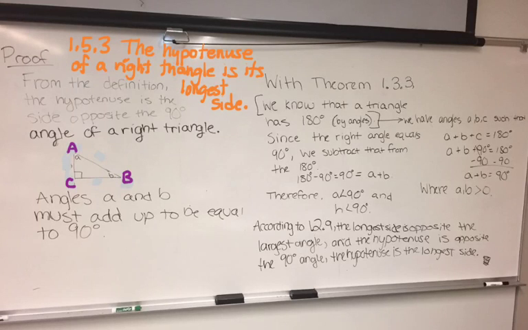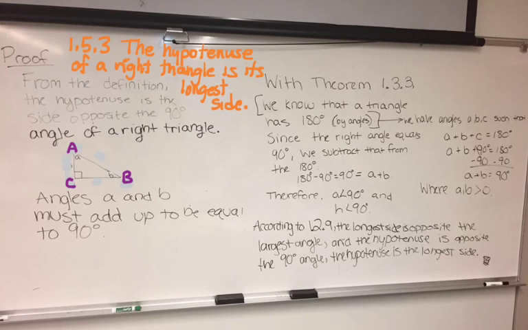In theorem 1.5.3, we show that the hypotenuse of a right triangle is its longest side. And we have to do so because we haven't yet established the Pythagorean theorem without using the Pythagorean theorem, which would make this a very quick exercise. But since we haven't proven it yet, we can't use it. So how can we show the hypotenuse of a right triangle is its longest side?